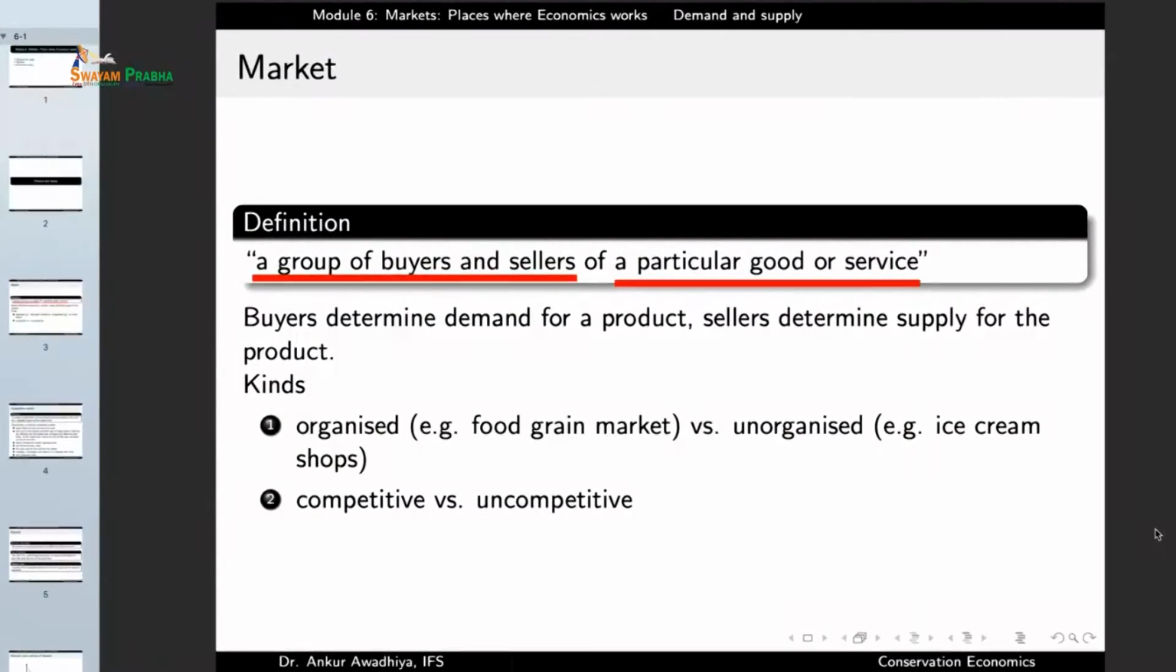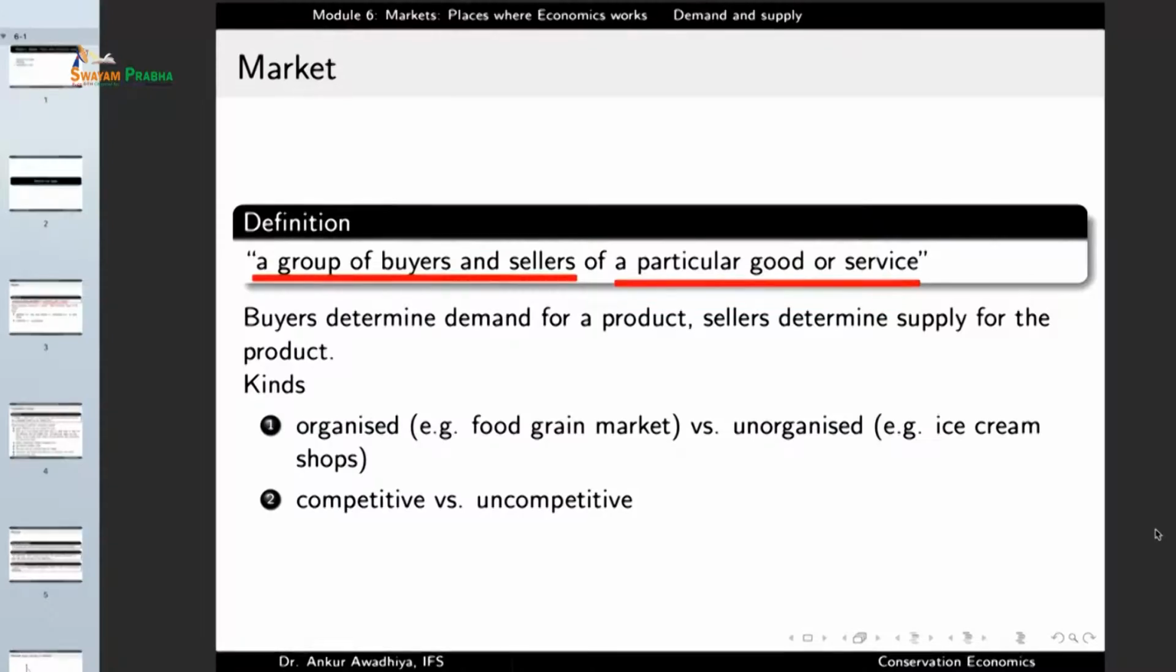On the other hand, you can also have certain unorganized markets, such as ice cream shops. Now, in the case of an ice cream shop, there is no fixed procedure for buying or selling. We do not have an auction. You just go to an ice cream shop, you pay the money, and you get the ice cream. So, this is an unorganized market. We are not seeing any sort of organization of different buyers or sellers who are coming together for a specific purpose.